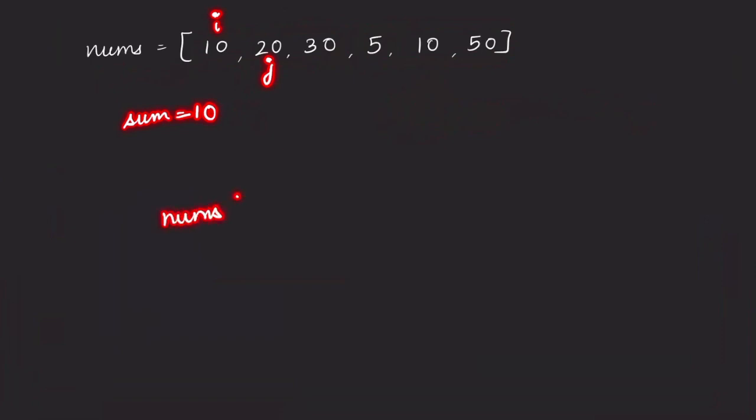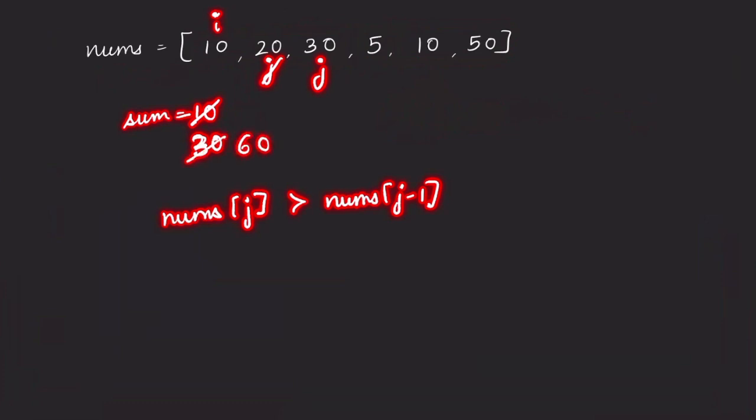Basically, you will compare that nums of j has to be greater than nums of j minus 1, right? If it is, then you will update the sum. So it will become 30 and you will move your j forward. So it will come here. Again, the condition is true. So you will update your sum. So it will become 60 now. Then j will come here. Now the condition is not true.